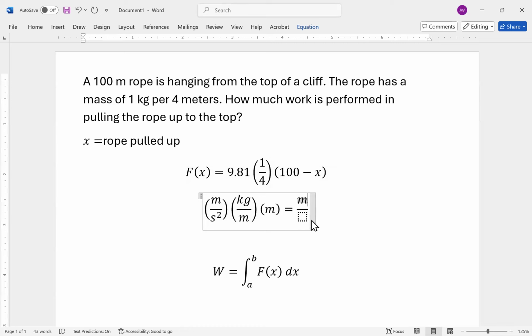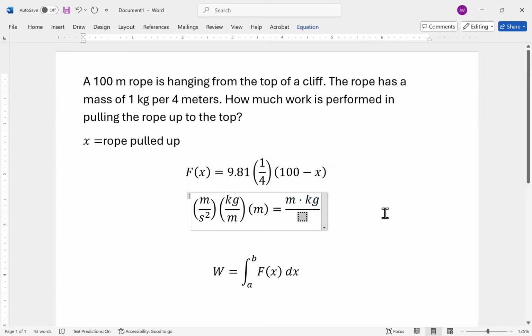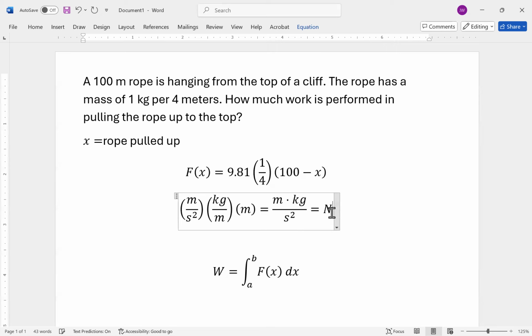is a meter times a kilogram on top, because these 2 meters will cancel out. And we will have to multiply times a second squared on the bottom. And that is my unit for newtons. So I do get a force here in newtons if we look that back up.